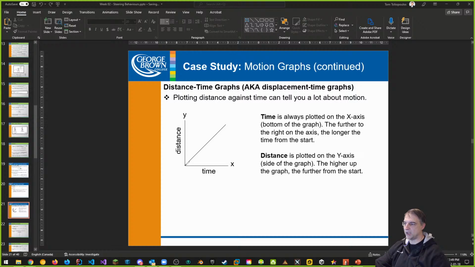So imagine if I'm drawing and the curve looks like this. What kind of curve is this compared to this one? What does this tell you if the curve is this way? So if you look at this curve and this is time and this is distance, what does it mean?